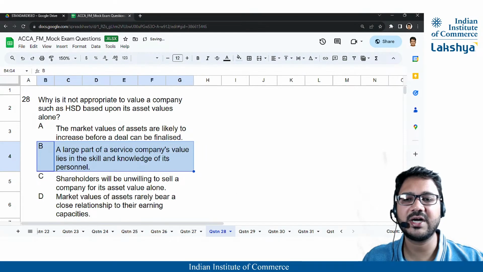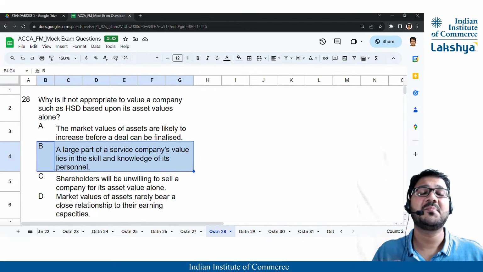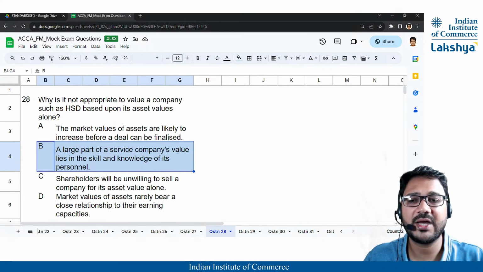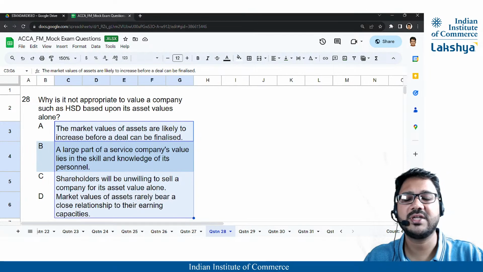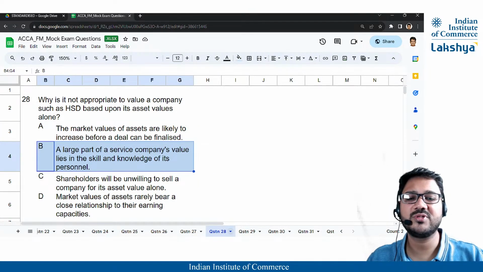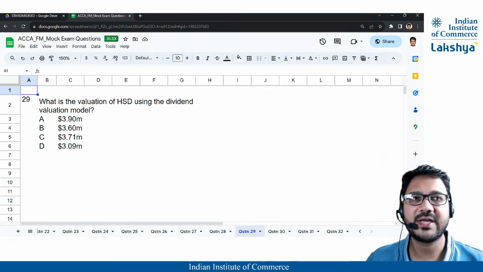Otherwise, all of them are true in their own way, but this is where I said memorizing theory is not going to help you. If you had memorized theory, you would say all of these statements are true. However, case-specific, it is only this. Other statements are generic.